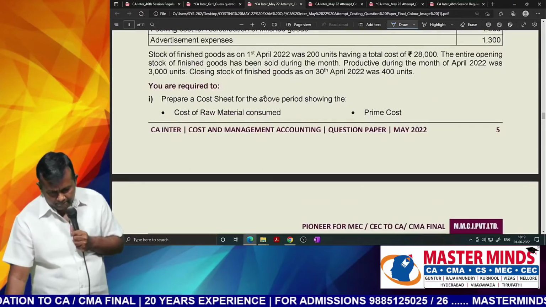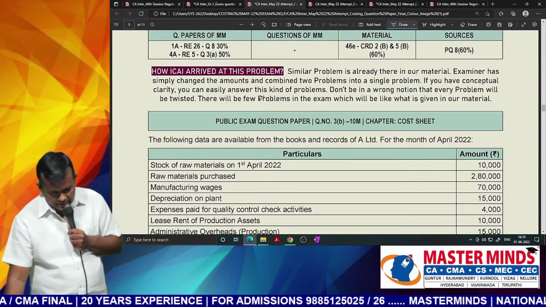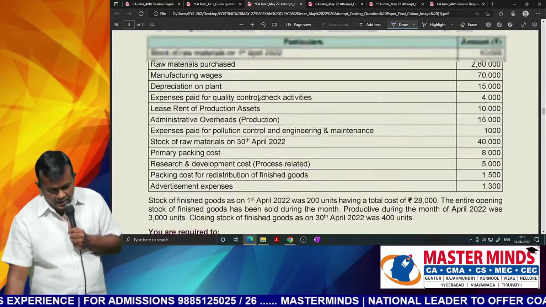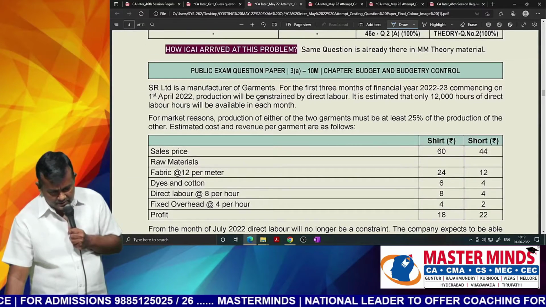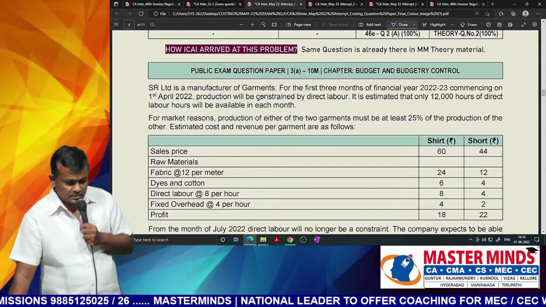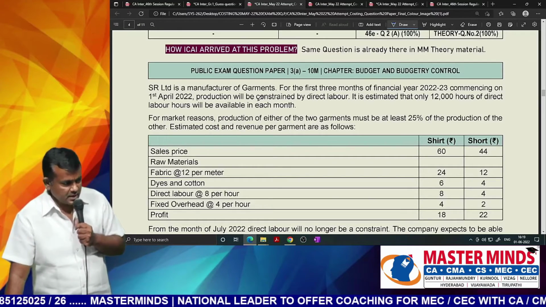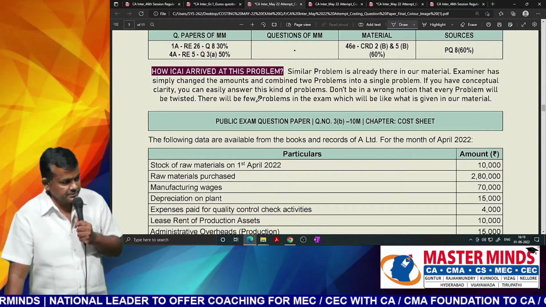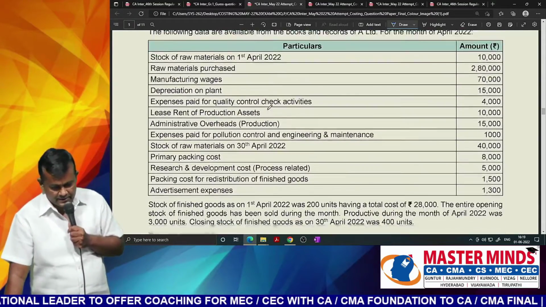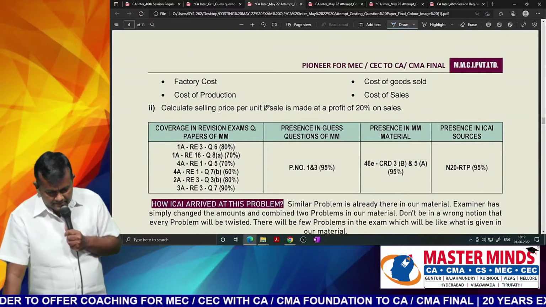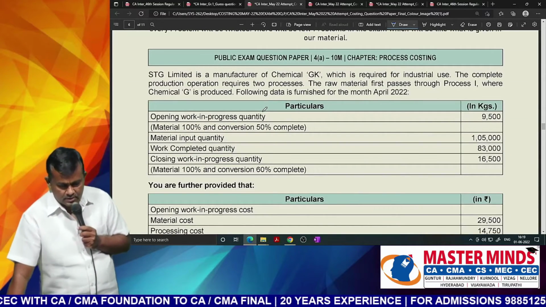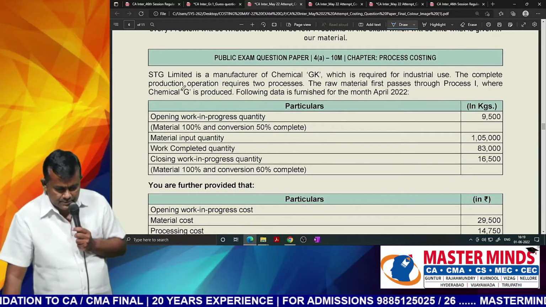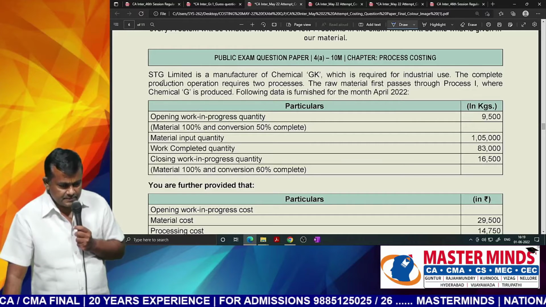Cost sheet 3B. Next. So 3A, 3B. So 3A, budget and budgetary control. So not a discussion. So this is the last chapter in our syllabus. 3B already discussed cost sheet. So 3B, that easy. Okay. Next one, sir. 4A. Process costing. So process costing already completed, sir.